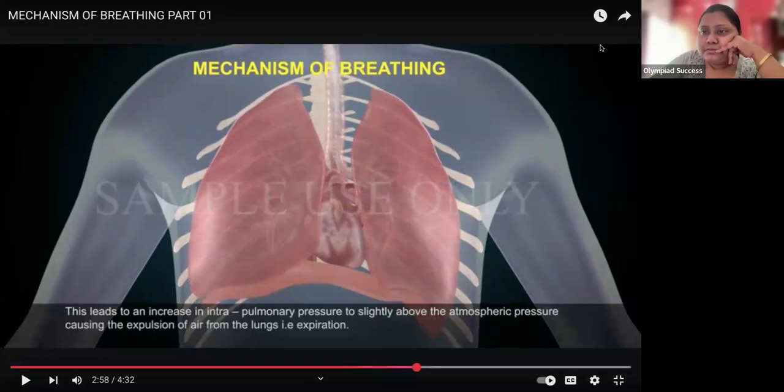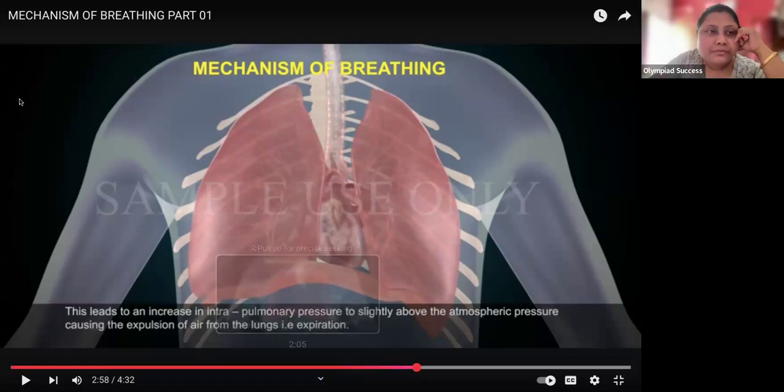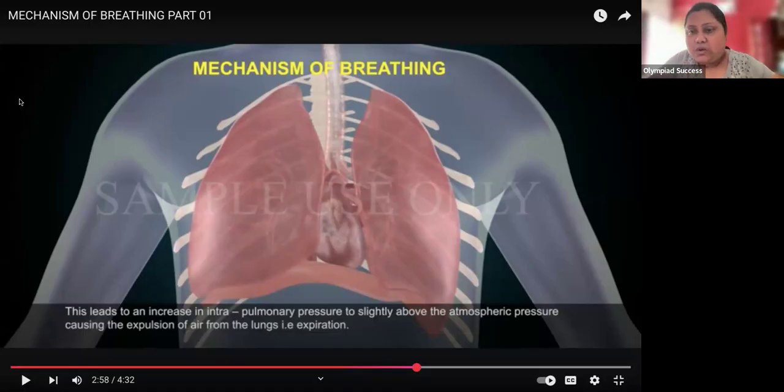Clear? Very complicated words. I will make it simple for you now. Just remember the diagram. Just imagine the situation now. Now I will make it very easy for you.